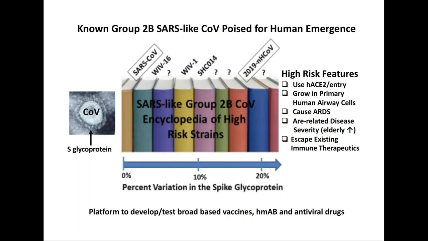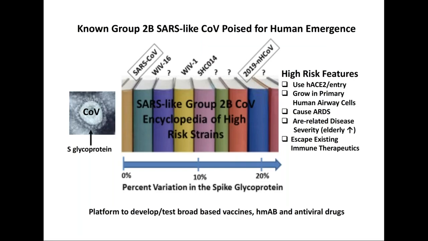and all of these viruses have similar high-risk features. They use human ACE2 for entry. They grow in primary human airway cells quite well. They cause acute respiratory distress syndrome in humans as the major endpoint disease phenotype. They display age-related disease severity either in mice and humans. So in mice, if they're aged past 20 weeks, the animals progressively get more susceptible to disease, and the LD50 can drop from 10 to the 6th to 10 to the 2nd. They also, as you begin to pass SHCO14 here at 10% variation, escape existing immunotherapeutics, and I'll show that to you later.